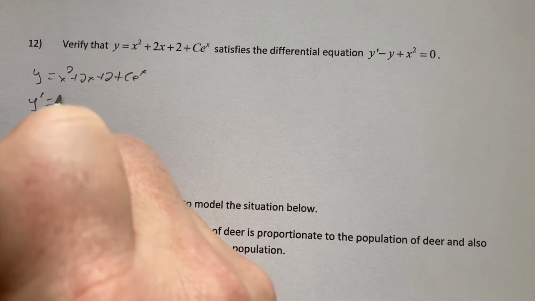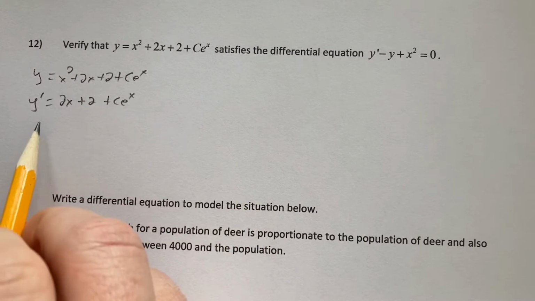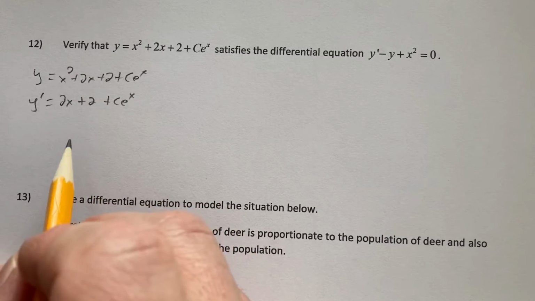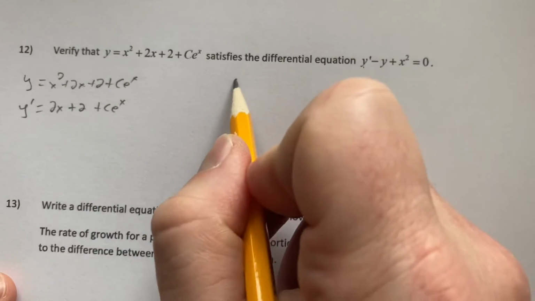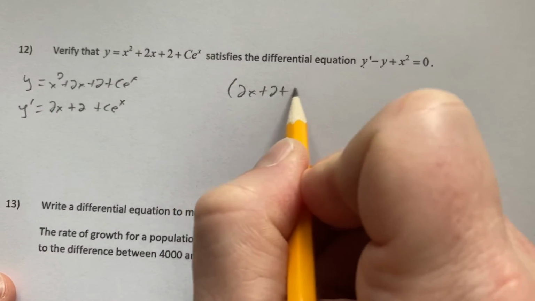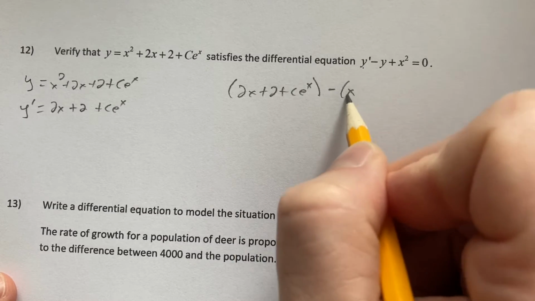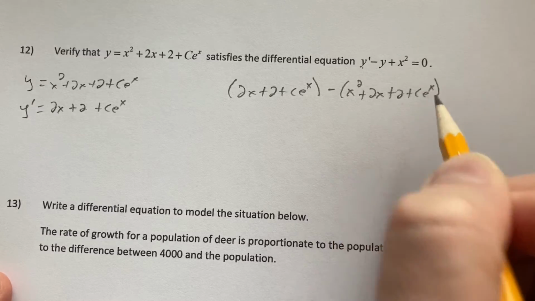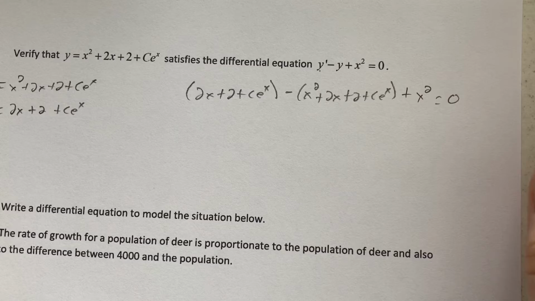Y prime then will be 2x plus 2 plus c e to the x. Anytime we see y prime, that's what we put in. If we had to do y double prime, we keep going, it doesn't matter, right? So here's what we have. We got y prime, so I'm putting in 2x plus 2 plus c e to the x, minus y, x squared plus 2x plus 2 plus c e to the x, okay, plus x squared equals 0.